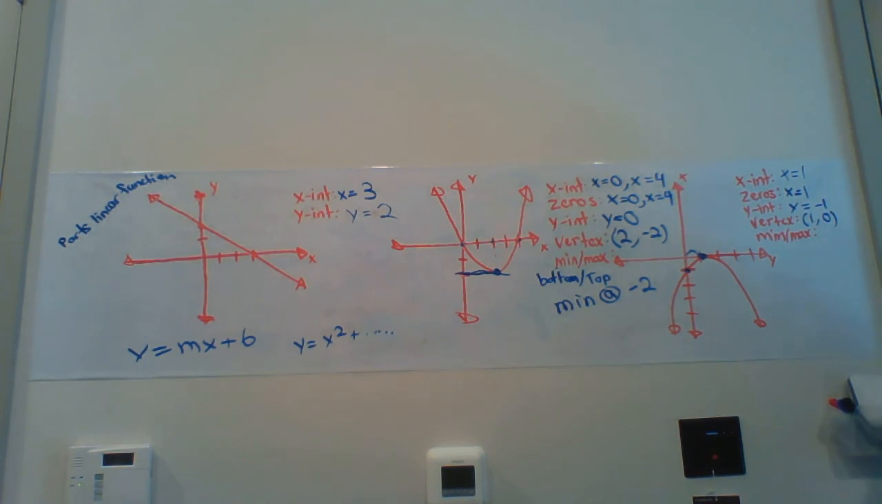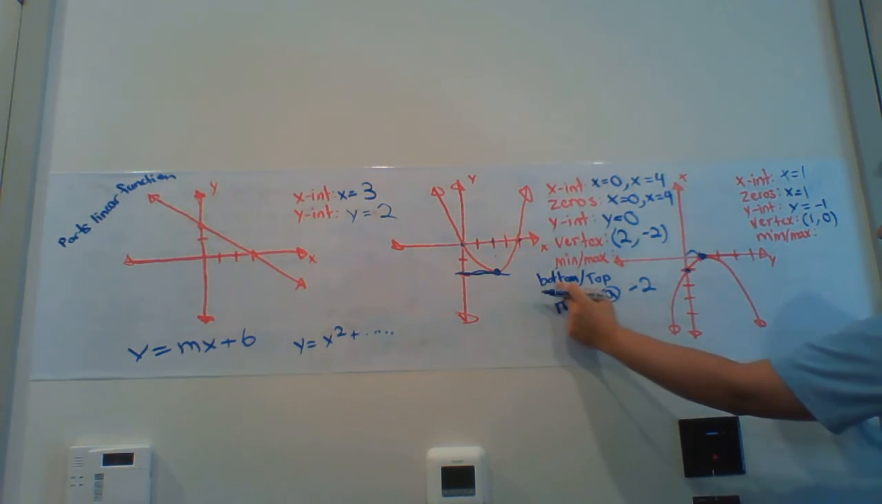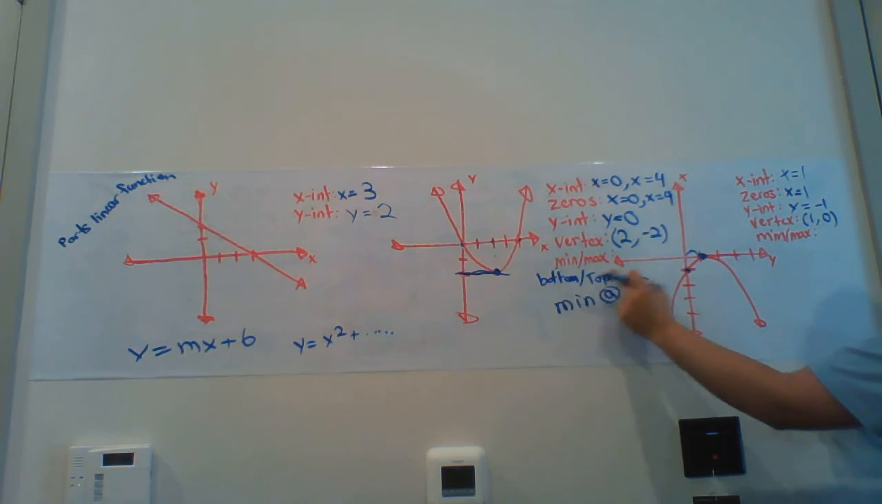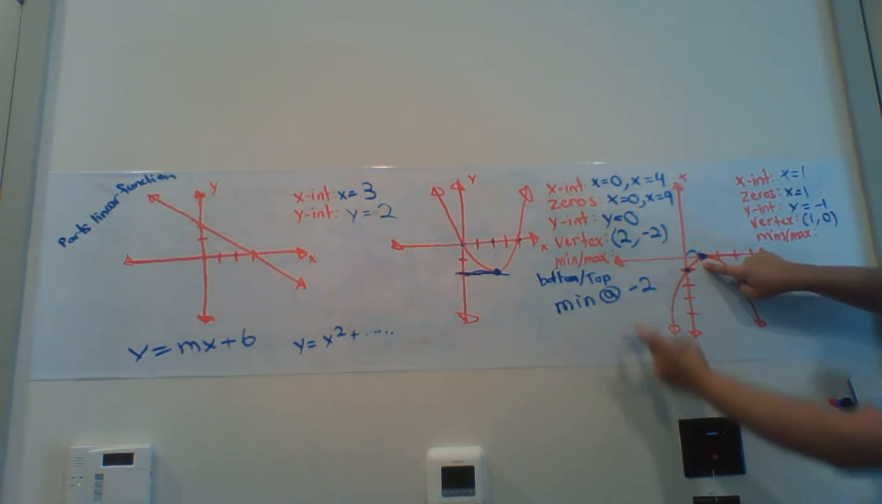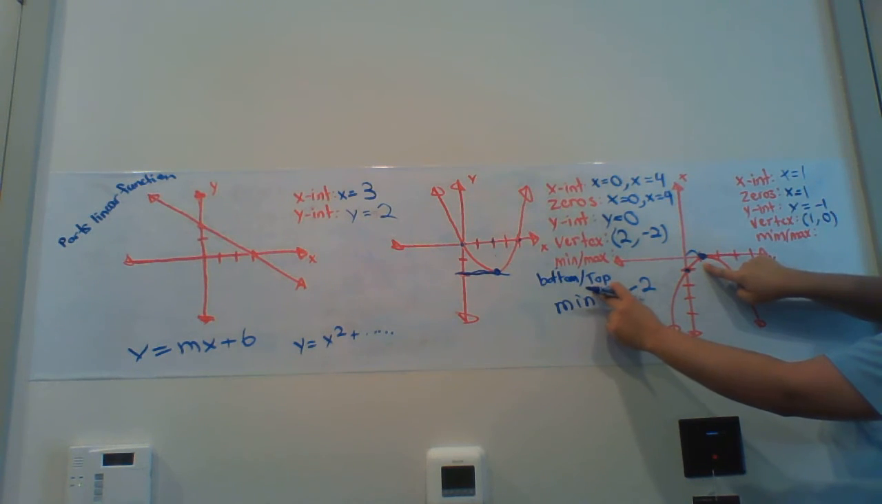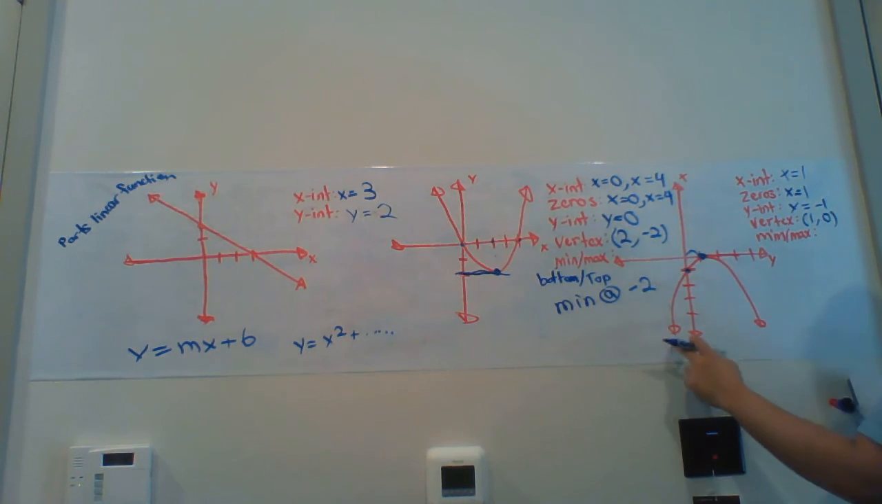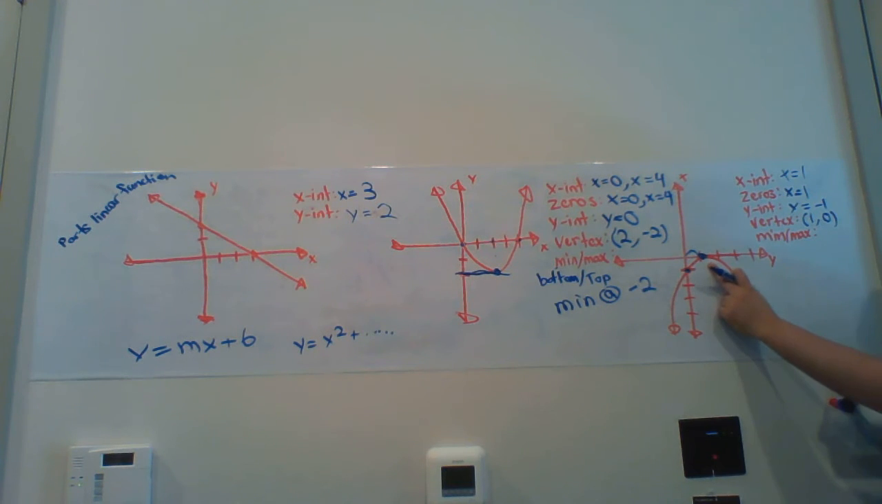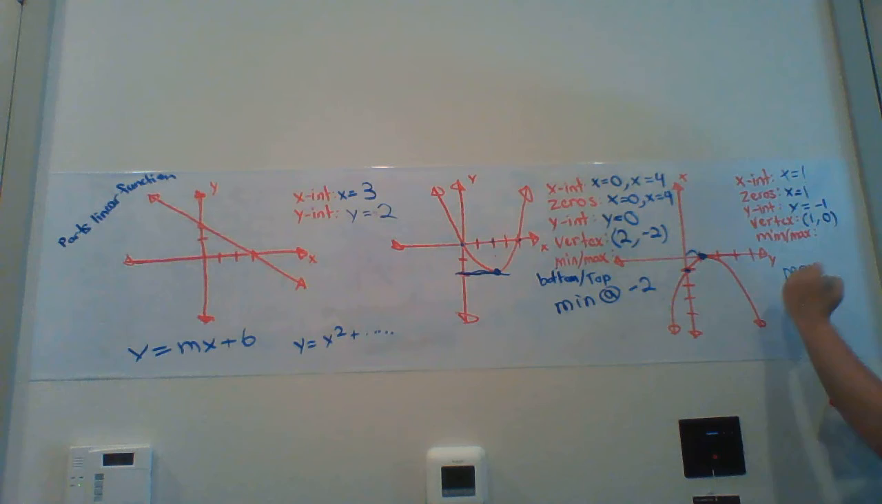All right, then we have our minimum or our maximum. And remember, if it's the bottom, it's the minimum. If the vertex is on the top of the boomerang, then it has to be the max. Well, in this case, it's on the top of it, so we've got a maximum.